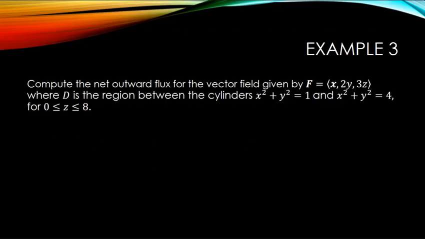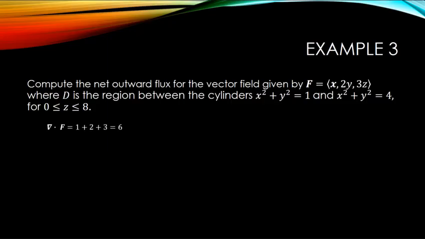So let's work an example here. I want to compute the net outward flux for the vector field given by f equal to a vector with components x, 2y, and 3z, where D is the region between the cylinders x squared plus y squared equals 1 and x squared plus y squared equals 4, where z lies between 0 and 8.